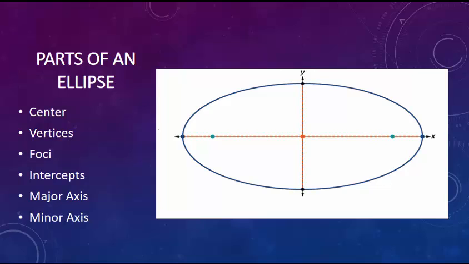Now it comes to the part where I explain everything about an ellipse. The easiest part to explain is the center. The center is located in the middle. On this particular graph, it's located at (0, 0).